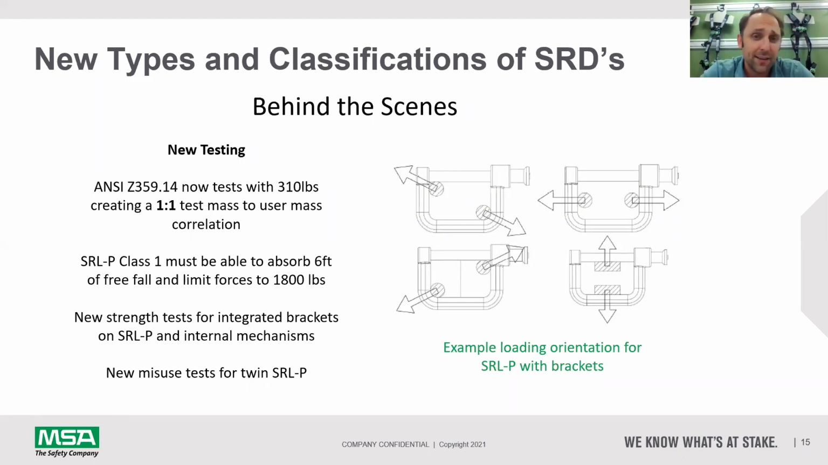Third one is new strength tests for integrated brackets on SRLPs and internal mechanisms. Just two things that come to mind. The picture on the right is showing, many of you probably have products where you have the pin connection, that bracket connection to attach the PFLs, the small blocks, to your harness. There was really no guidance from ANSI prior to this revision on how to test those. They had some high-level strength requirements, but it didn't really get into the detail that this version does. And that's what this picture is showing.